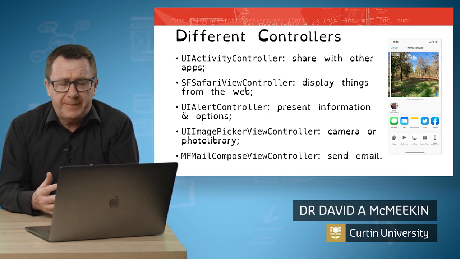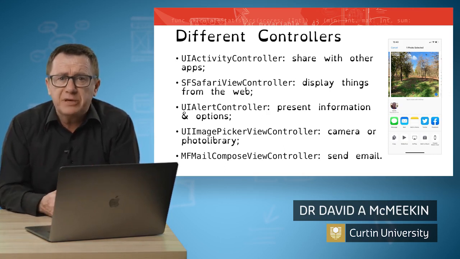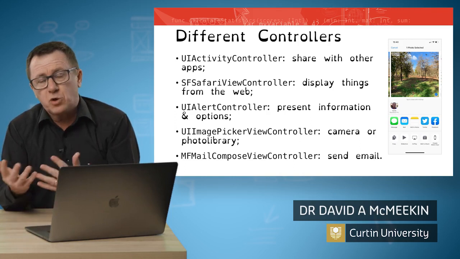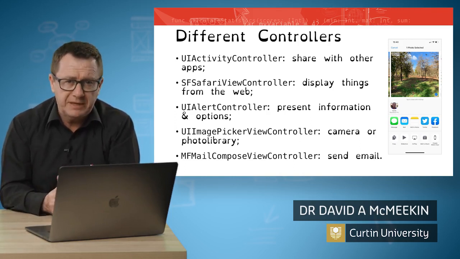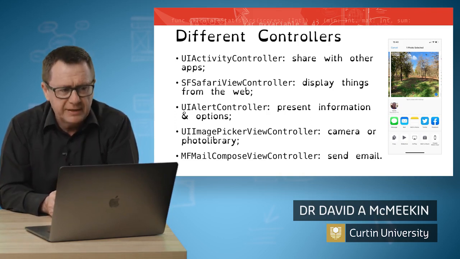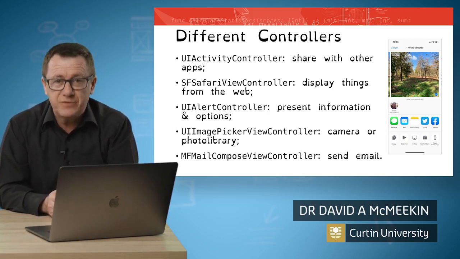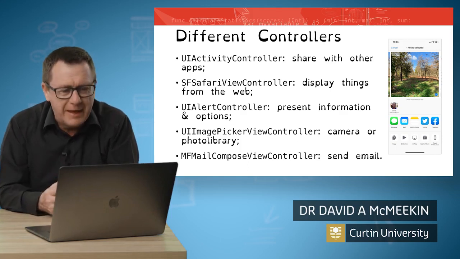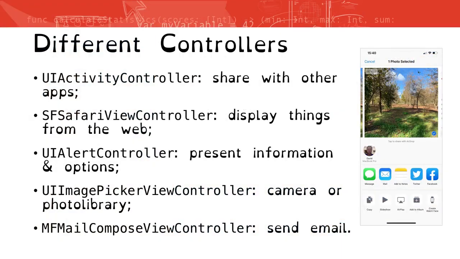You've used an app and it said, let's make a profile picture. Would you like to use one from your photo library or take a new picture from the camera? That was the UI image picker view controller. Yes, it's a bit of a mouthful. And there's also the MF Mail Compose View controller, which allows us to send email from within our apps. So these are all view controllers that you're probably familiar with and have used when using apps.